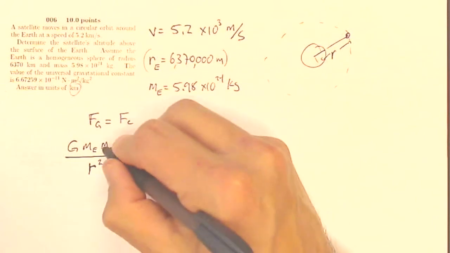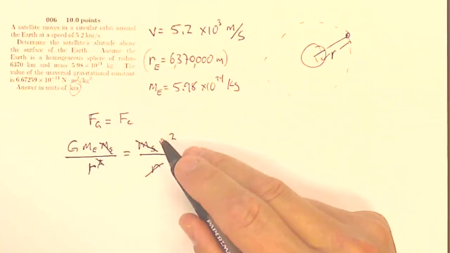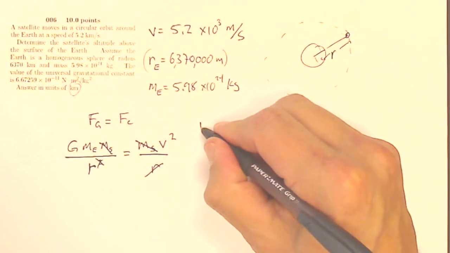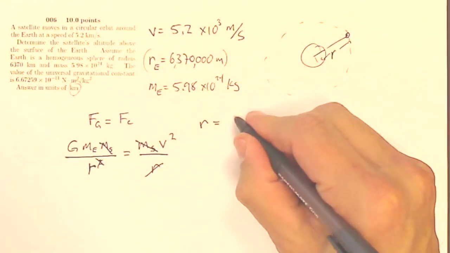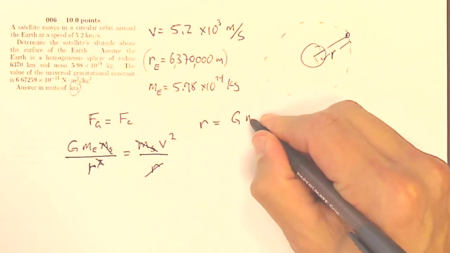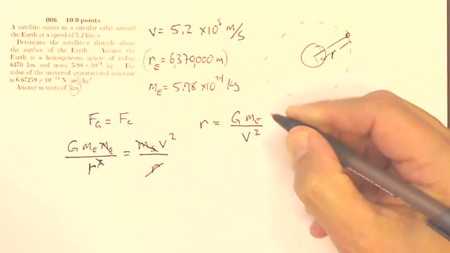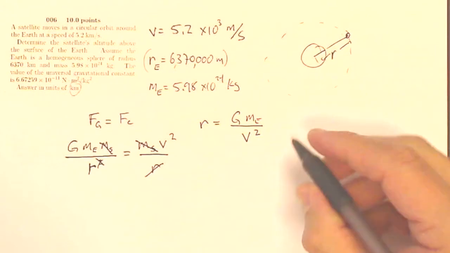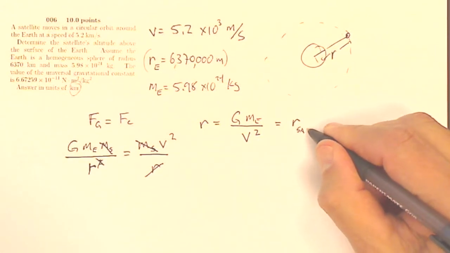Well, the mass of the satellite will cancel out. This radius will cancel out one of those. So I know that the velocity squared is going to be G, mass of the Earth, over the radius. I'm looking for the radius of that satellite's orbit, so I can rearrange this: pull the r up there and the v squared down there. It's going to be the universal gravitational constant, mass of the Earth, divided by the velocity squared. So there's my velocity, here's my mass of the Earth, and there's G over here. That will give me the radius of the satellite's orbit.